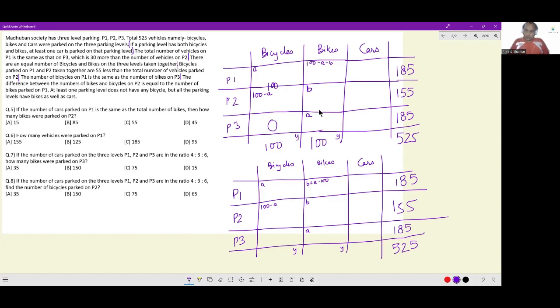This is known. And what else? So this here will be 325 then. 100, 100, 325 and 525. This will work. Then what do we have here? This is 0. This is A. This will be 185 minus A. Okay. And here 100 minus A plus A. So 100 minus B I've got. So this will be 85 plus B. This will be 85 plus B.